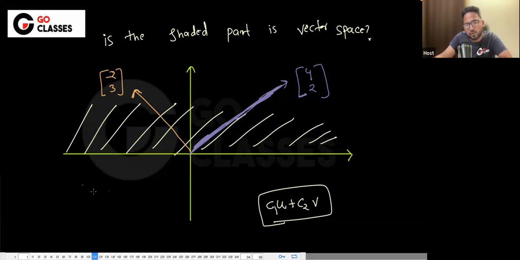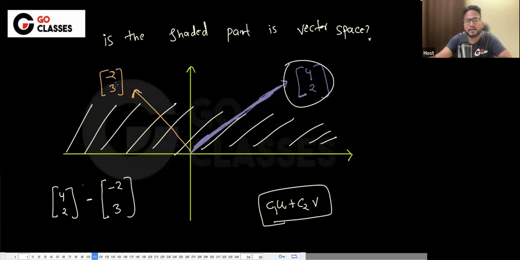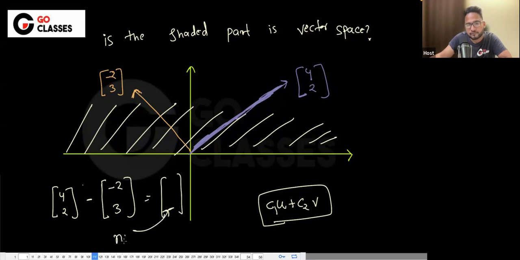Yes. So you can take one vector which is 4, 2 here, and then subtract -2, 3, right? So if you take 4, 2 and subtract from it, since this particular dimension is lesser, when you subtract these two vectors, this dimension will become negative, right? Here the negative will come.